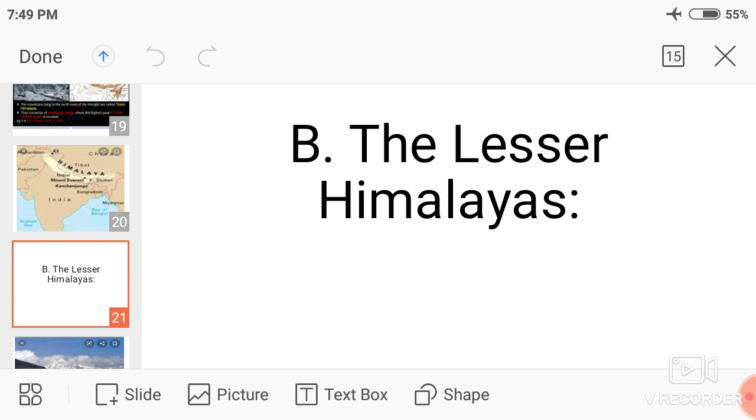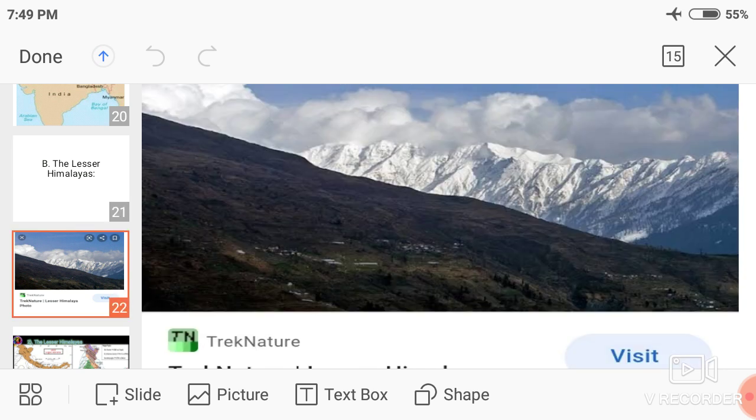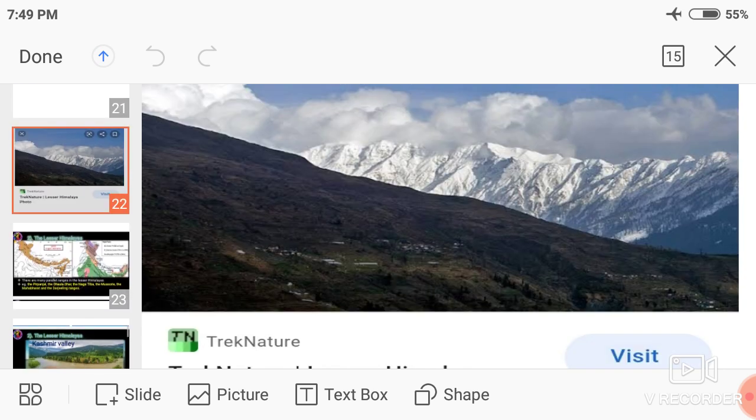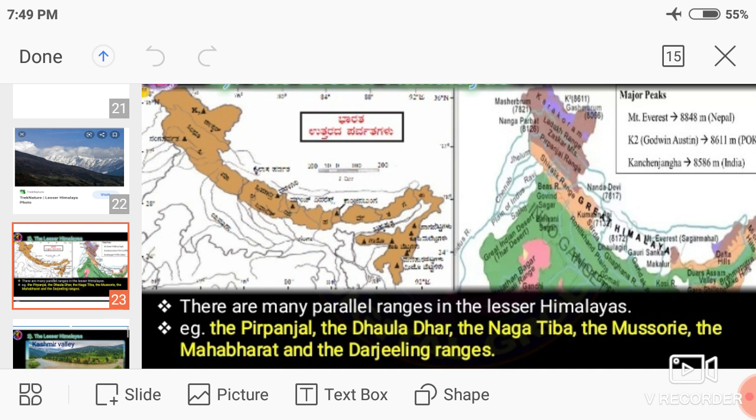Next we focus on the Lesser Himalayas. These ranges are located to the south of the Greater Himalayas. They are also known as Himachal. Keep it in mind, very important.